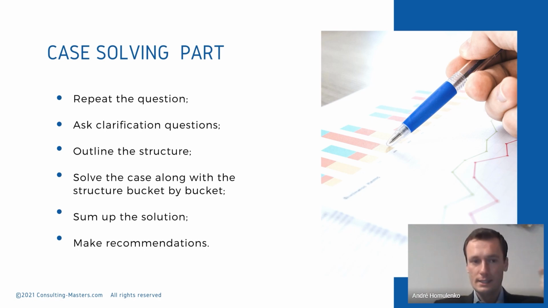So as you see, it's 6 steps. Just to wrap up again: paraphrase the question, ask clarification questions, outline the structure, solve the case bucket by bucket along this structure, sum up your intermediate solutions, and make the final recommendation. You will see that this is the algorithm you need to repeat in every case as you go. I hope it's clear. So now let's look into that.